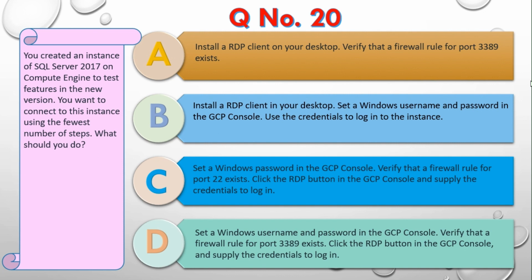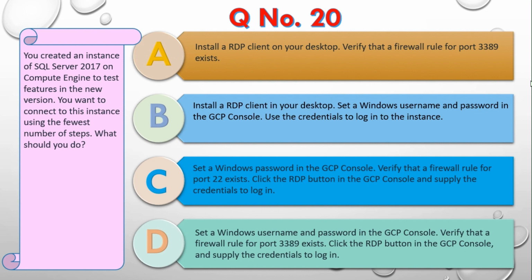Question number 20. You created an instance of SQL Server 2017 on Compute Engine to test features in the new version. You want to connect to this instance using the fewest number of steps. What should you do? Option A, install an RDP client on the desktop, verify that a firewall rule for port 3389 exists. Option B, install an RDP client on your desktop, set Windows username and password in the GCP console, use credentials to log into the instance.